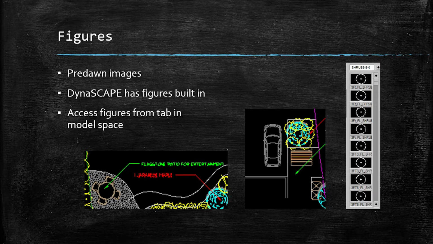To access the figures in DynaSCAPE, you must go to the Figures tab in the model space and pick from the specific drop-down list to select the desired figures you want. From there, you can left-click the figure you want to insert and place it into the drawing.